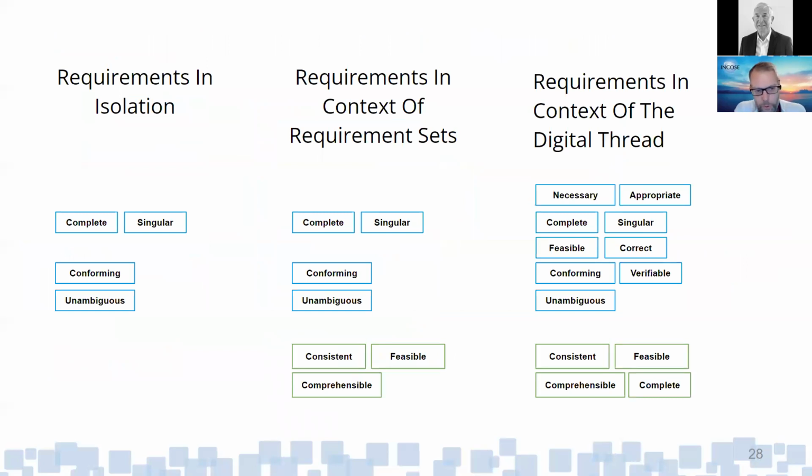Okay, so to wrap this up, we looked at 3 different approaches here to assess requirement quality: requirements in isolation to the left, requirements in context to requirement sets in the middle, and then in context to the digital thread. And we can see that at least we have an opportunity to address more and more characteristics of requirements and requirement sets.